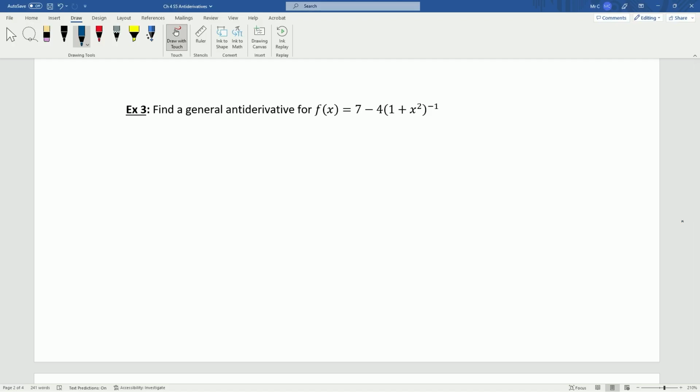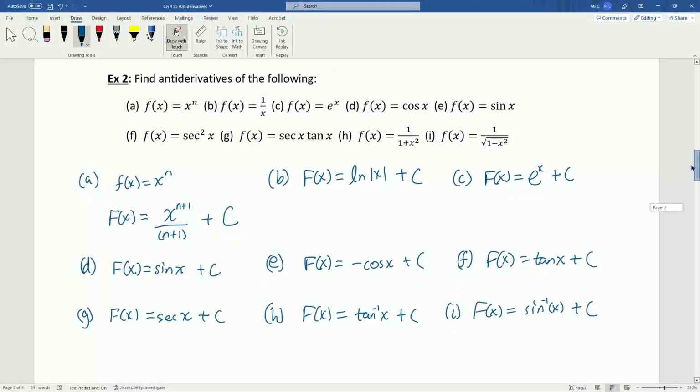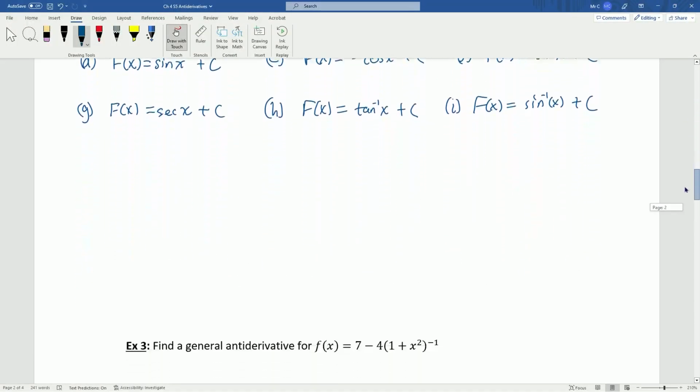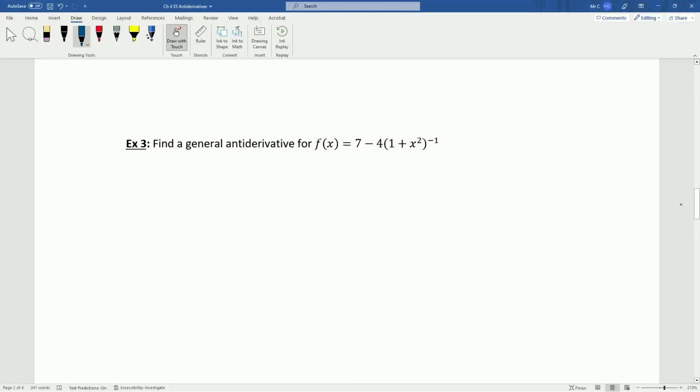First, find a general antiderivative for f of x equal to 7 minus 4 times 1 plus x squared to the negative first power. The trick with all of these problems is you've got to get it into a standard form that looks like one of our regular antiderivative forms. Or maybe if I haven't written one here, you get it into one that will be obvious. In this particular example, there's an obvious one that I left off the previous list, but it should make sense once we tackle it.